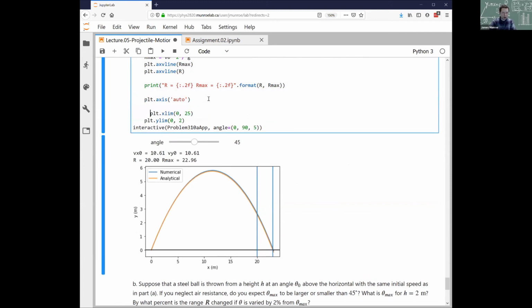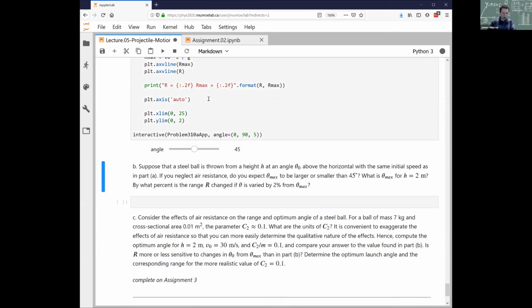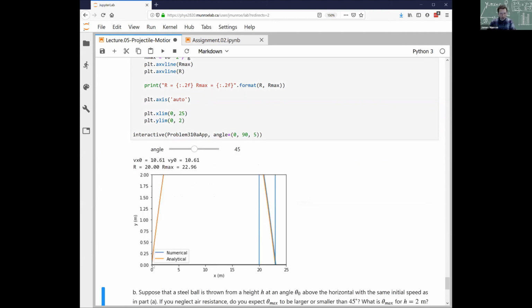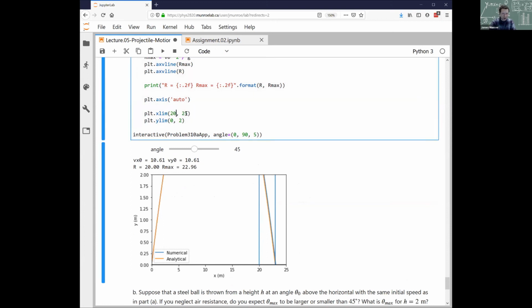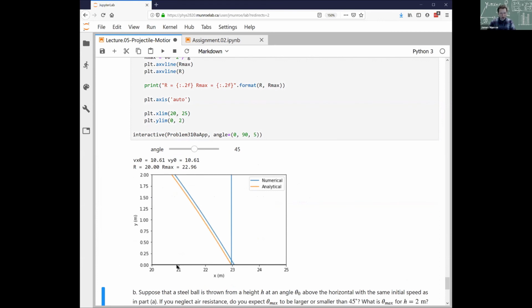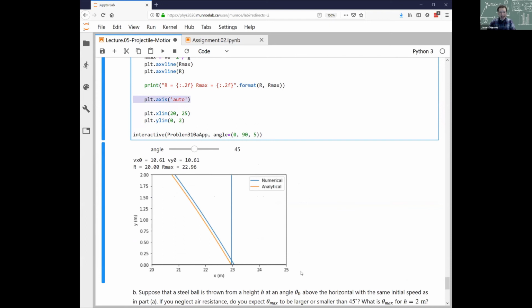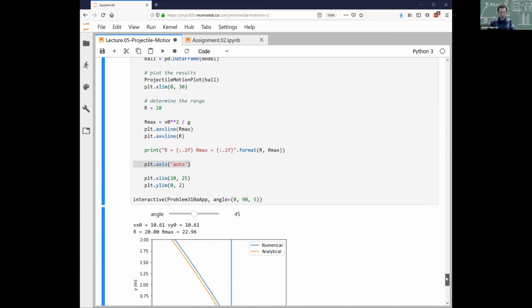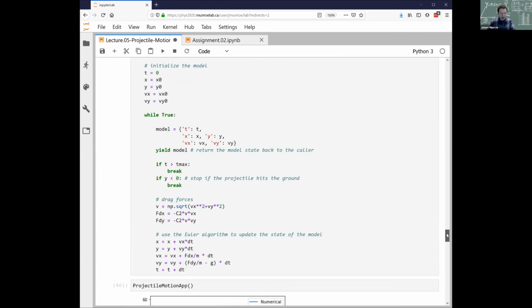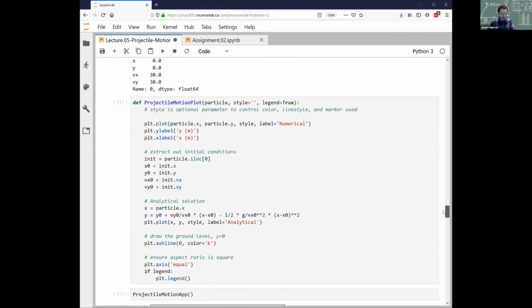It uses something called auto to set the aspect ratio of plots. There we go. 0 to 25, 0 to 2. That's working correctly. 20 to 25, 20 to 25, 0 to 2. What axis auto is doing is controlling the aspect ratio of this plot. Somewhere in one of these plotting routines, I had dumped something in, and I forgot to mention it to you.